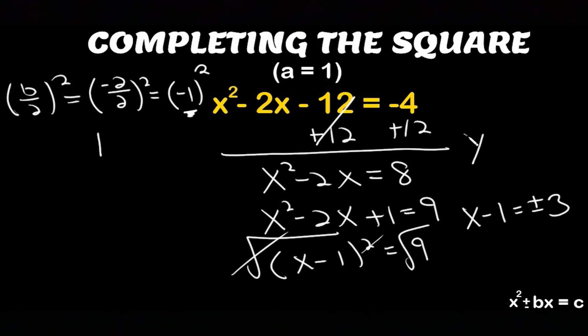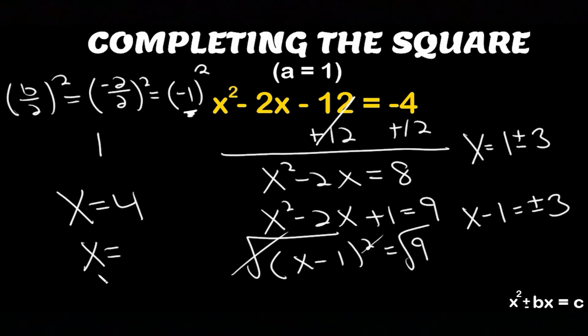So we get x is equal to 1 plus or minus 3, right? Adding that negative 1 over. So breaking it down into its individual parts, we get x is equal to 4. That's 1 plus 3. And then x is equal to 1 minus 3. That will give us negative 2. Okay, there it is. That's solved.